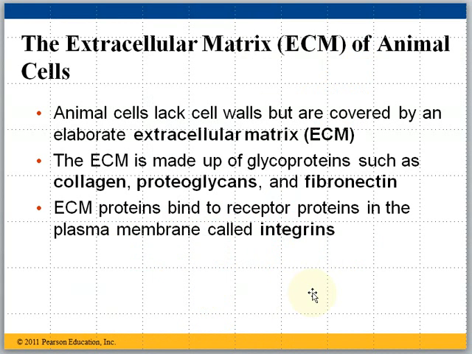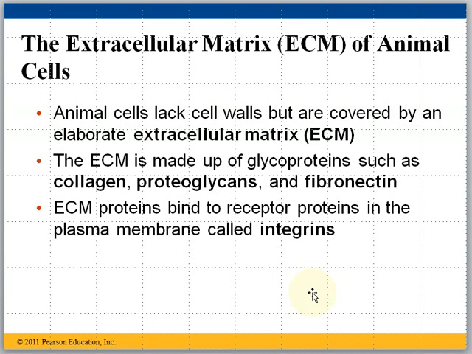We know that animal cells don't have cell walls. They do have another kind of material, the extracellular matrix. When I think about the extracellular matrix, I think of a thick paste of a wide variety of materials that holds all these animal cells together. So the animal cells don't have a cell wall, but they are covered in this material called extracellular matrix.